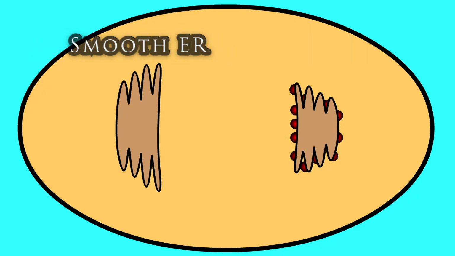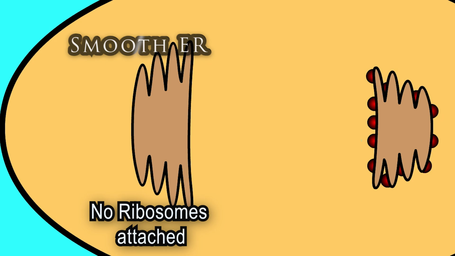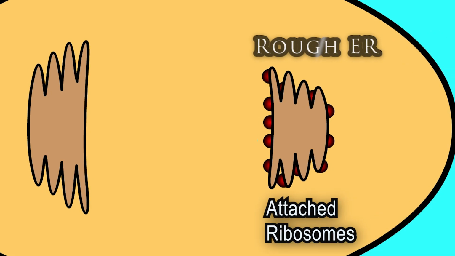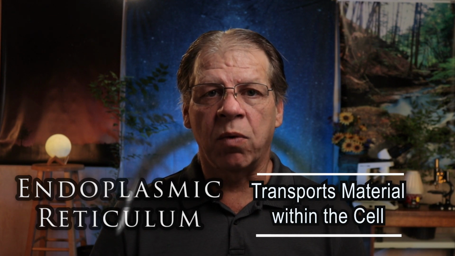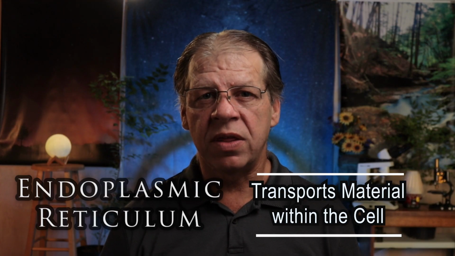There are 2 kinds of endoplasmic reticulum, smooth and rough. Smooth endoplasmic reticulum has no ribosomes attached to it. That's why it looks smooth under the microscope. Rough endoplasmic reticulum has ribosomes attached to it. That's why it looks rough under the microscope. The endoplasmic reticulum is an internal network of passageways that allows the cell to transport things within the cell. If materials stay inside the cell, they take the endoplasmic reticulum.